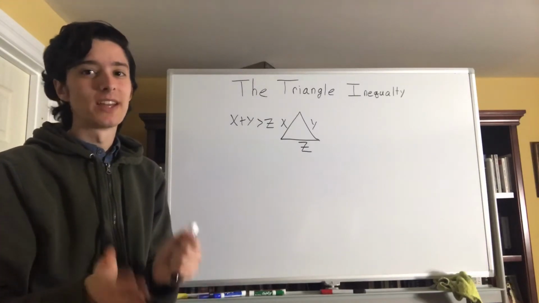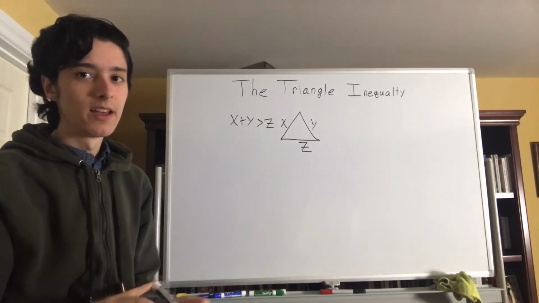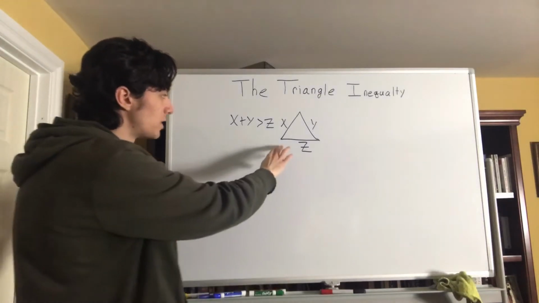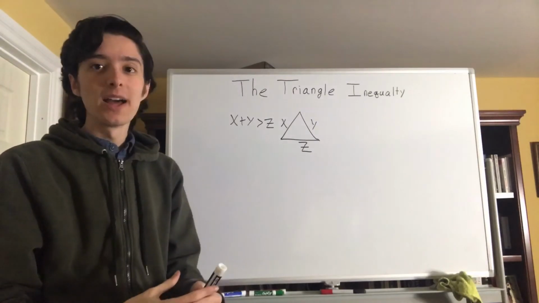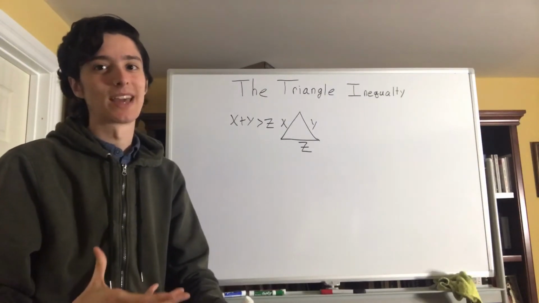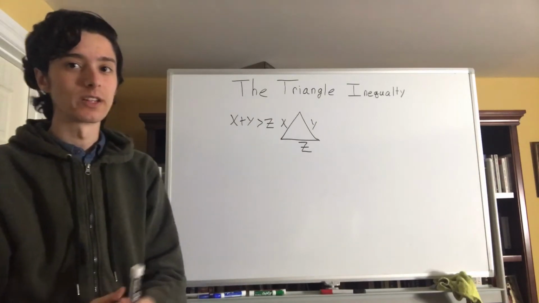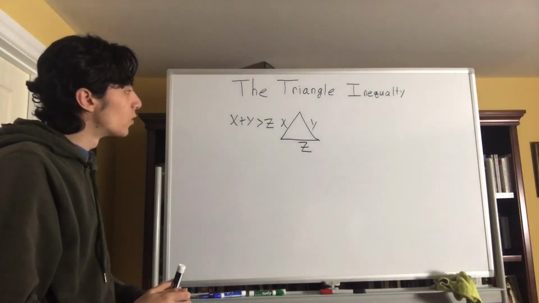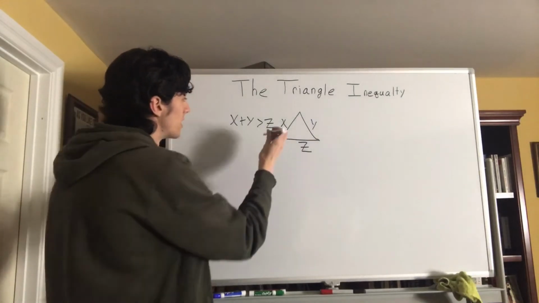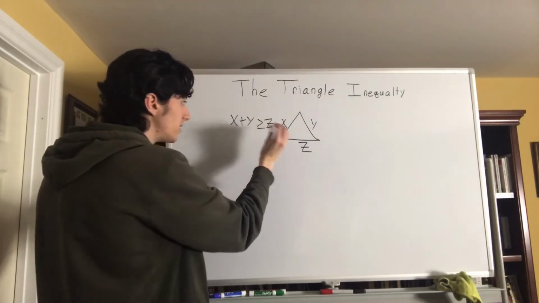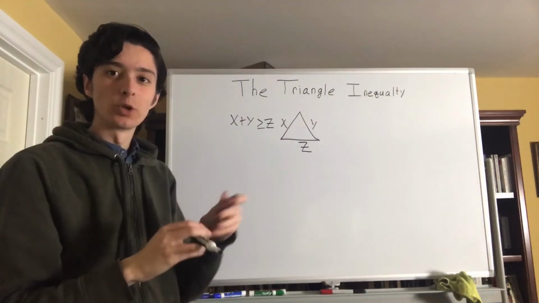Now, in this spirit, let's also consider the case where x plus y equals z. If we were to think about what that would look like, it would just be a straight line, essentially. A triangle would not be able to form, but it is important to take into account this case because this will help us with determining other properties of the triangle inequality. So, for the purposes of this, let's say that x plus y is greater than or equal to z for the triangle inequality to hold true.